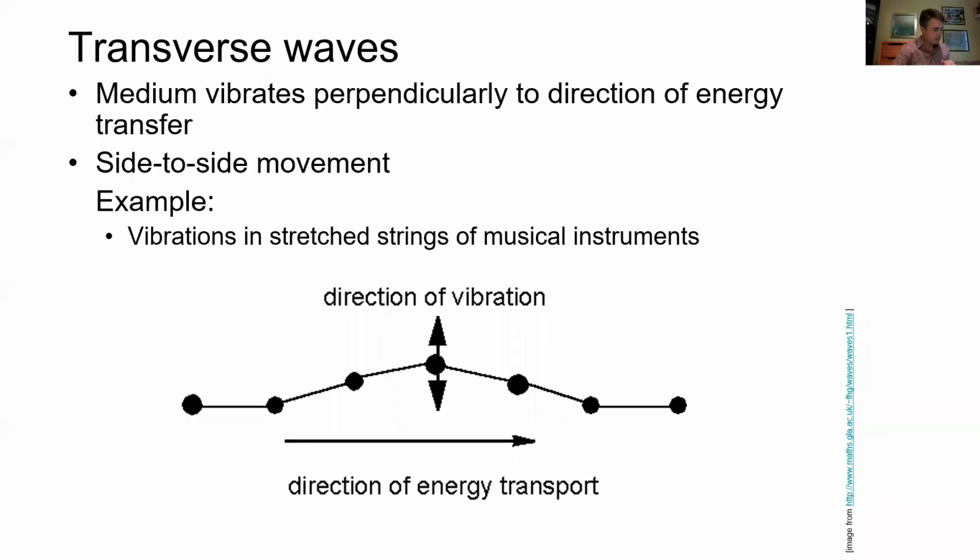For example, if you have a vibration in a stretched string of a musical instrument, that is going to be a transverse wave. You pluck the string to the side, but the wave travels along the string. So that's 90 degrees between the direction of oscillation and the direction that the wave travels. In fact, most of the examples that I'll go through today are going to be these transverse waves.